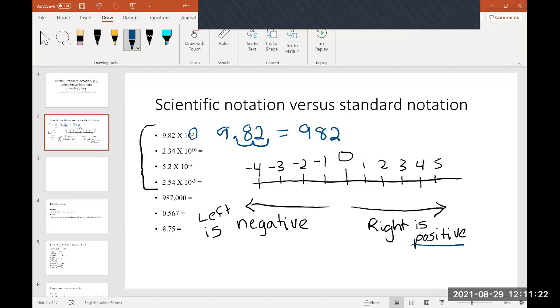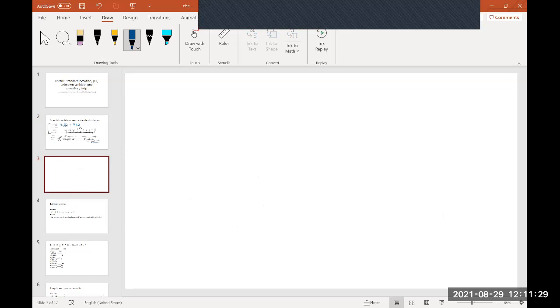Okay, what about 2.34 times 10 to the 10th? Let's do that one. Well, first we look at the superscripted number above the value 10. So we have 10 to the 10. Is that number positive or negative? It is in fact positive. And that means we will move our decimal point 10 positions to the right.